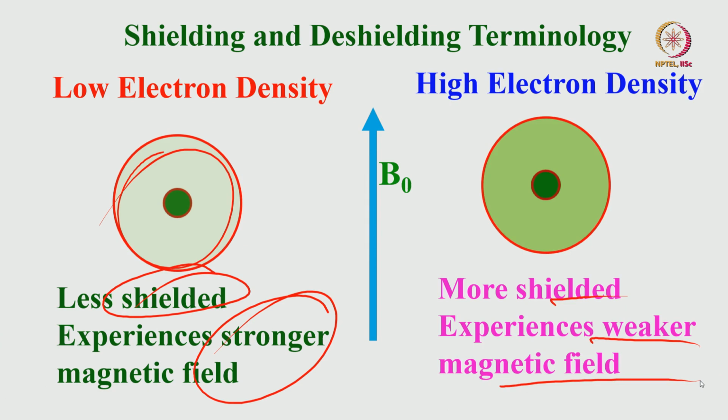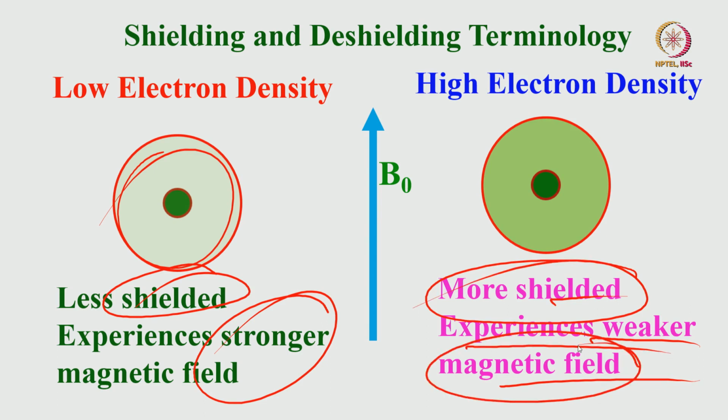This is the concept. For example, consider you are walking on a road on a hot sunny day. It will be very hot because sunlight is directly falling on you. Stand next to a tree or some building. You are going to get less heat from the sun. It is shielded. More shielded means weaker. Exactly similar analogy. If there is more electron density, more shielded, it experiences a weaker magnetic field.